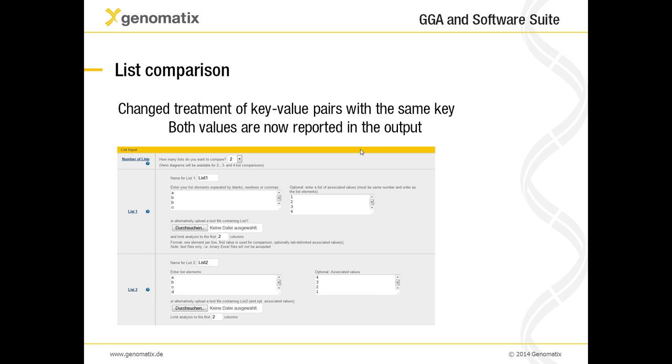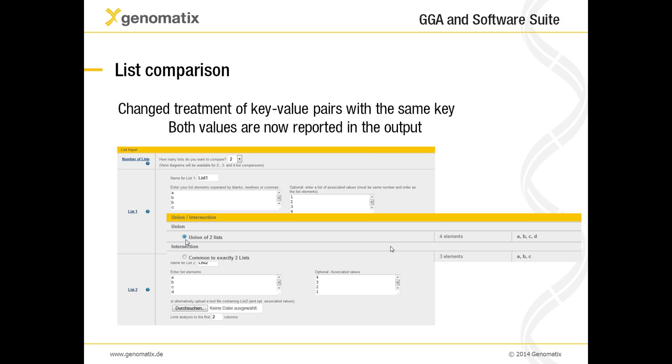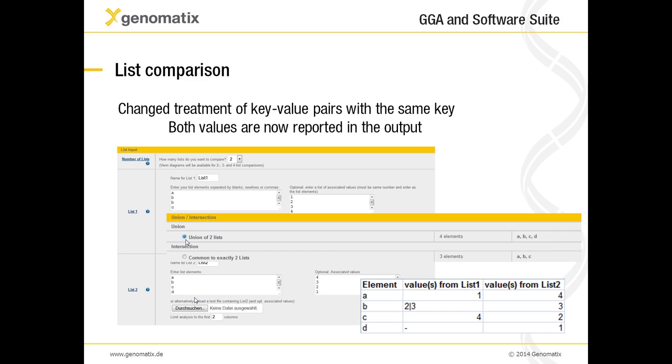Now in this case both values are reported in the output. If you look at this example where you have two times the key B with two different values, 2 and 3 in the first list here, and you look at the output of the union of the two lists that you have here, you get both values actually associated with the key B.